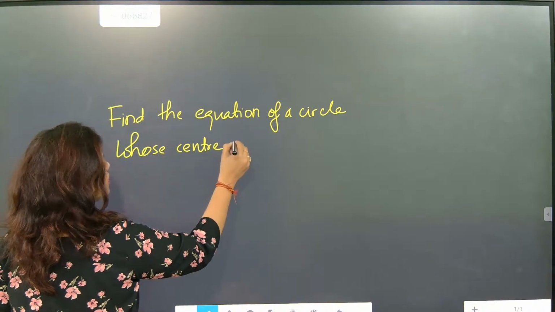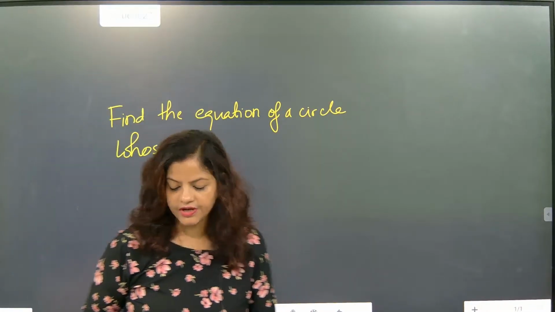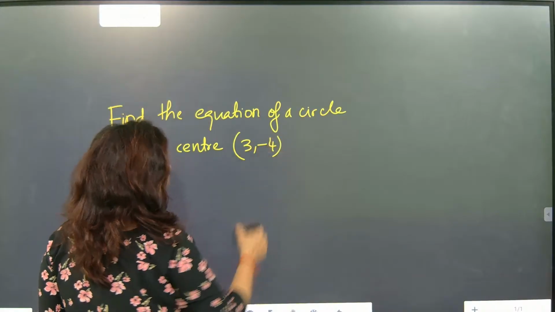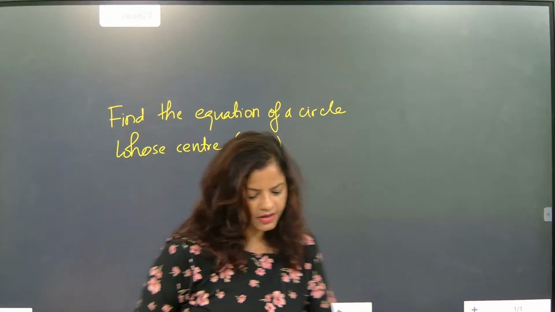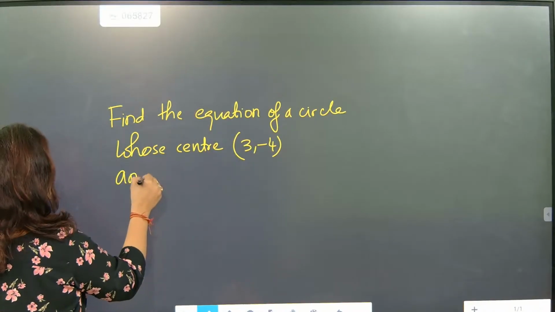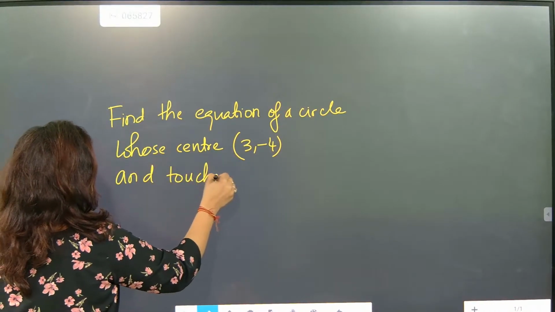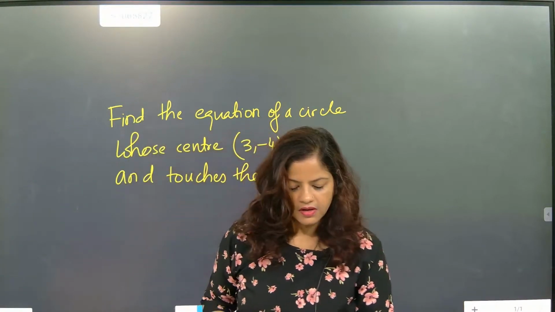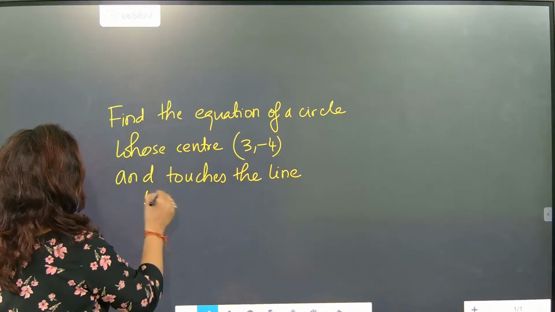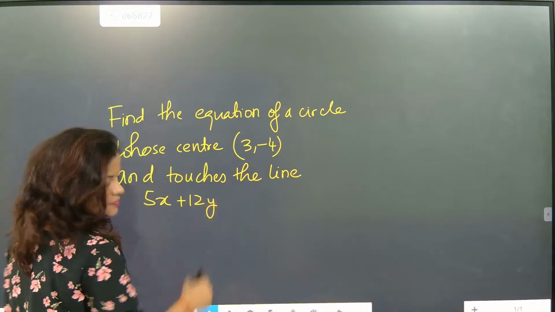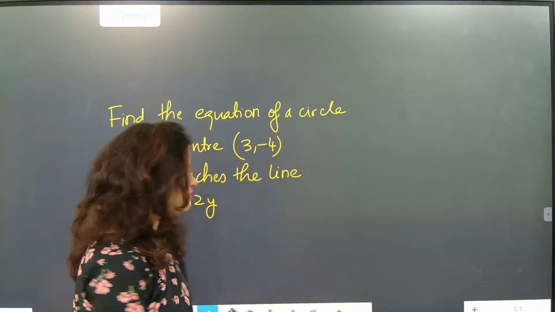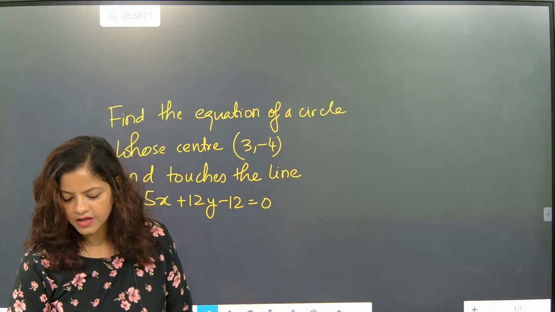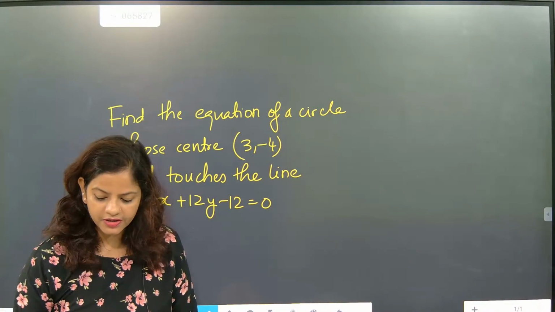whose center given to you is 3 comma minus 4, and it is touching the line 5x plus 12y minus 12 equal to 0. So this is the equation. So you need to solve this part.